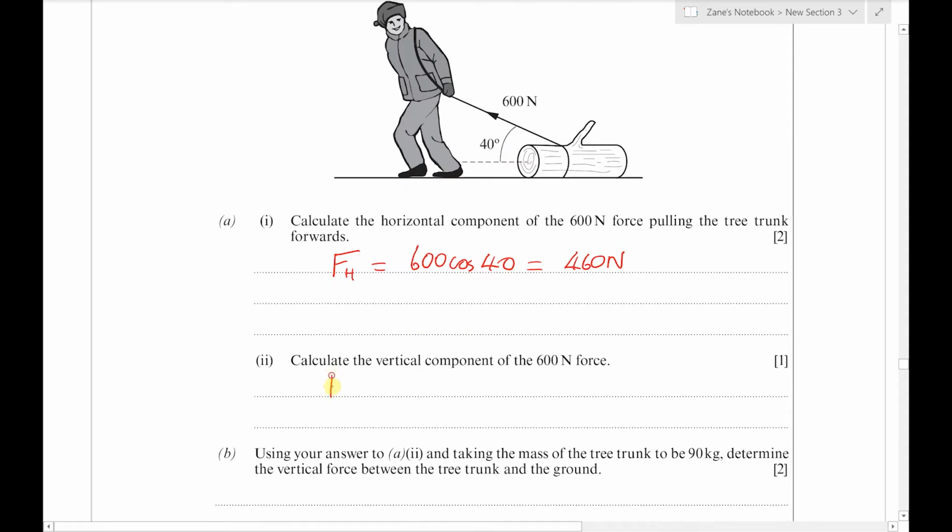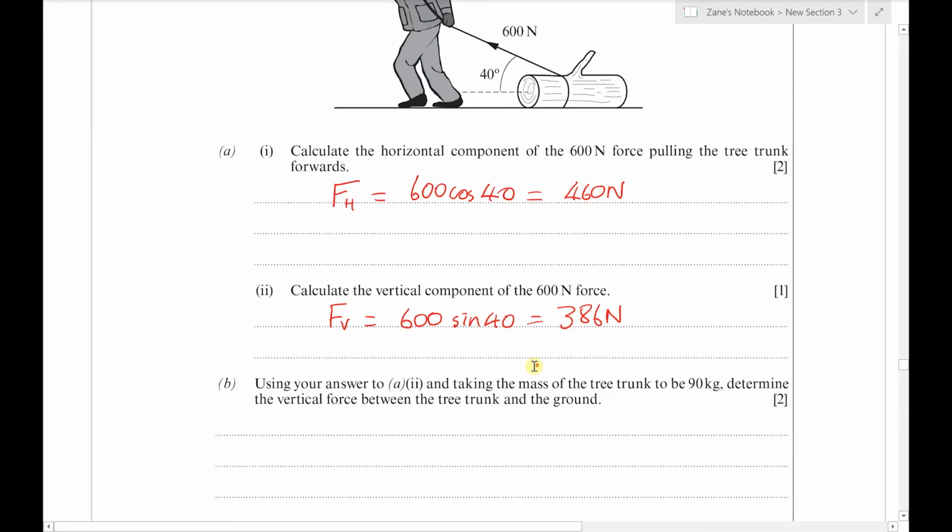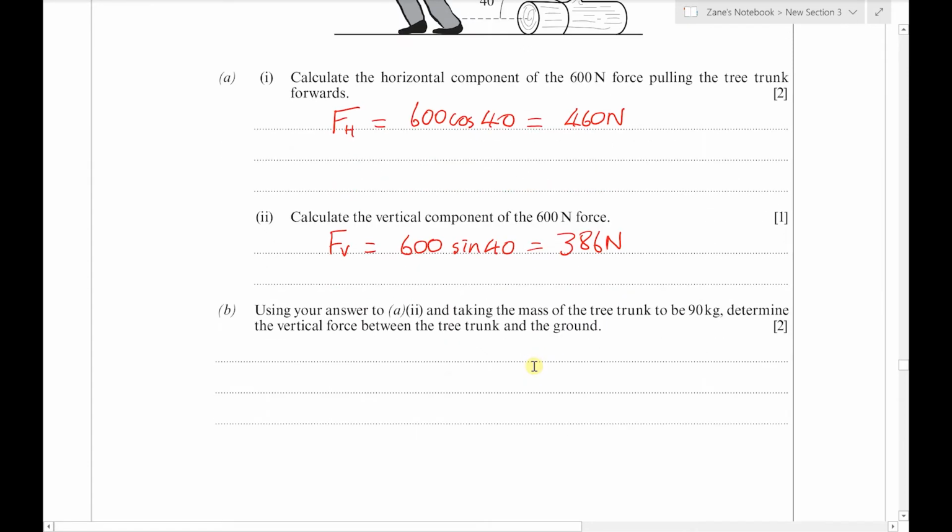The next part, to find the vertical component, I'll call it FV. Well, if the horizontal component is cos 40, the vertical component is sine 40. Alternatively here we could use 600 cos 50, because we turn through 50 degrees to take the 600 newton vector vertically. That answer, once we type it into the calculator, is 386 newtons. And again, I'm going to store that in memory B, so that I've got both answers available for later.